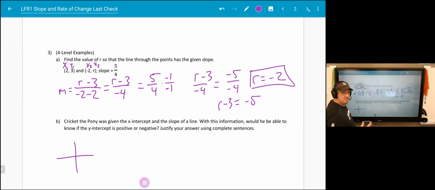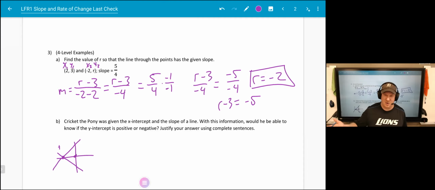I also used some diagrams too, right? So if I know my x-intercept's here and I know I've got a positive slope, I know that I would have a positive y-intercept. If this was a negative slope from here, I know I'd have a negative y-intercept. Even if your x-intercept's at the origin, you don't even need to know what the slope is because your y-intercept would also be at the origin.